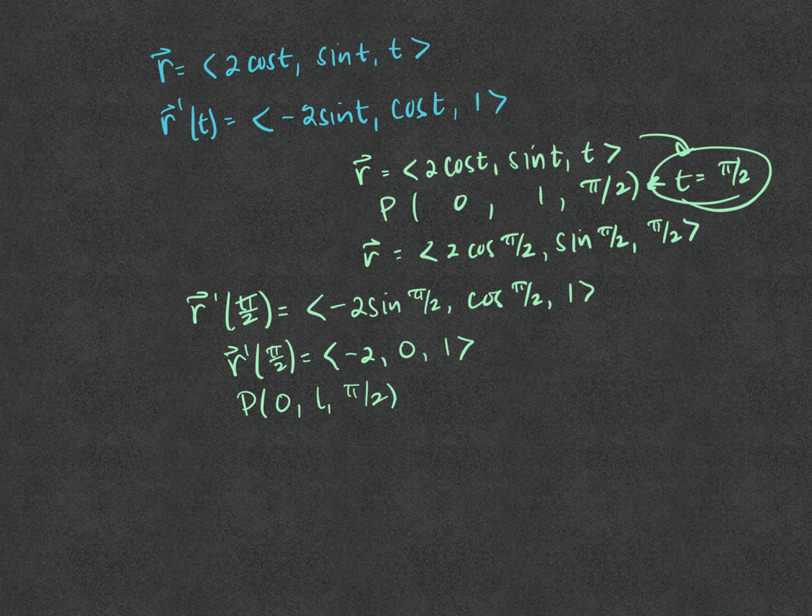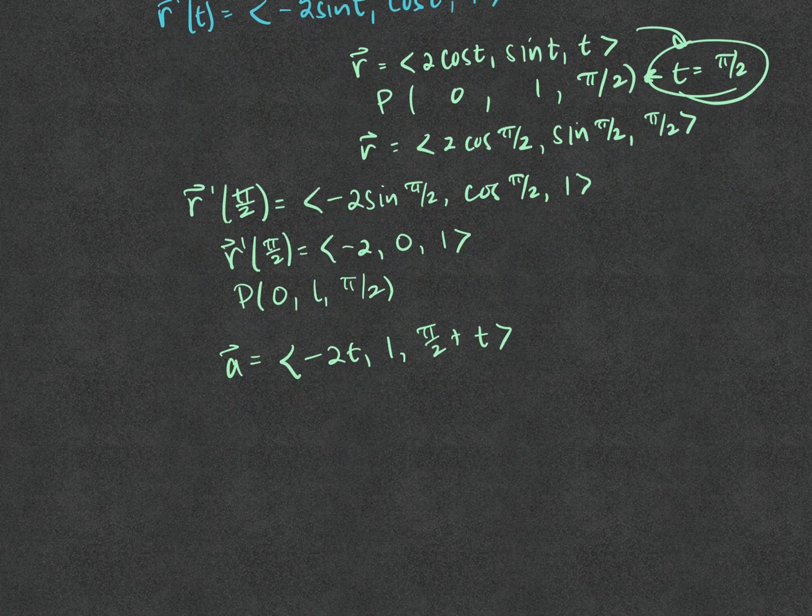Let's just call it A. So A equals the vector 0 minus 2t gives me negative 2t. And then we have 1 minus 0 is 1. And pi over 2 plus 1t is t. So that is our tangent line right there.